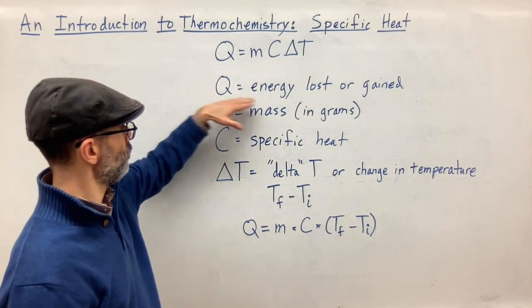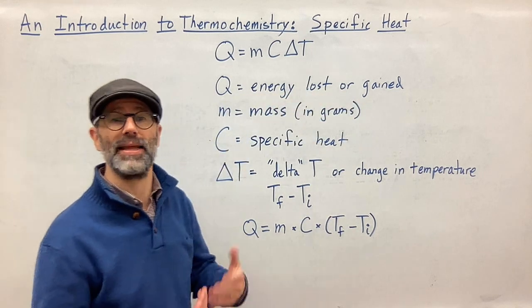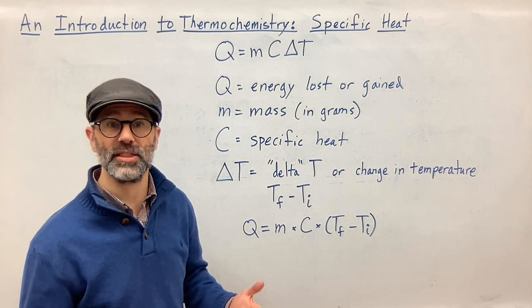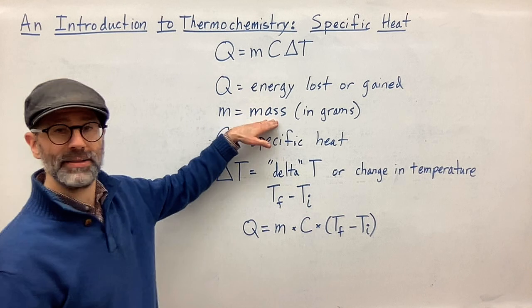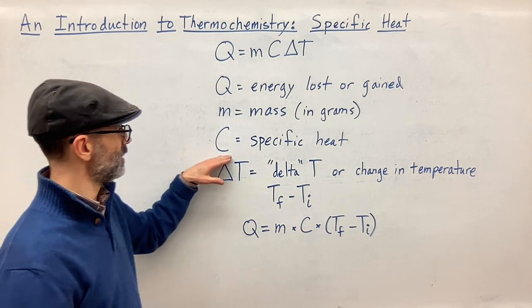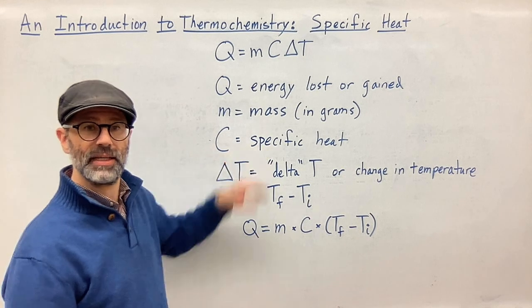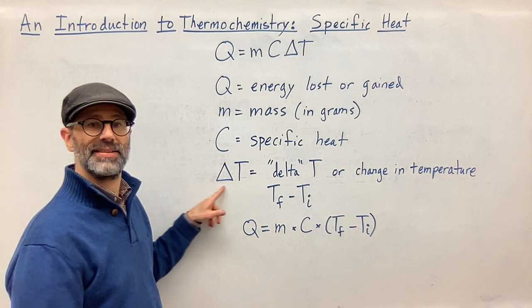So here Q is equal to the energy that is lost or gained by the object or whatever the system is, right? And then here M is for mass, and that's going to be in grams. And then C is for specific heat. And this triangle means that's the delta sign.